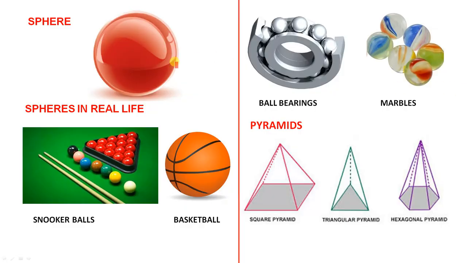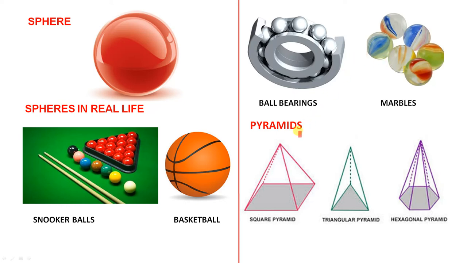The sphere. Think of a sphere as a perfect ball. In real life we have snooker balls. I think we all know about that. Basketballs. Ball bearings, which are very, very common in all types of machinery. And marbles. So they're all examples of spheres in real life.